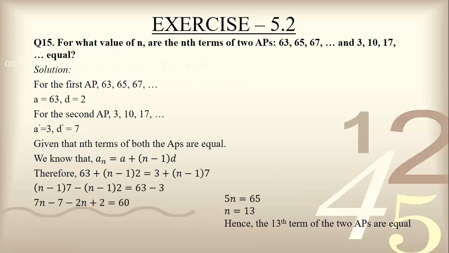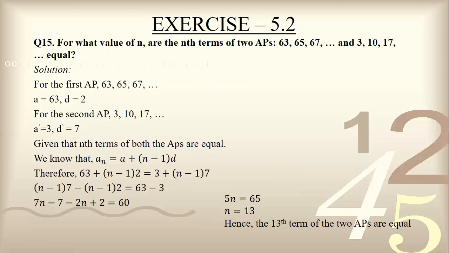Now for the first AP, 63, 65, 67, our A is 63, D is 65 minus 63, which is 2. For the second AP, 3, 10, 17, and so on, A is 3 and D is 10 minus 3, which is 7. Because these two are different, we denote them by A dash as 3 and D dash as 7. Given that the nth terms are equal.